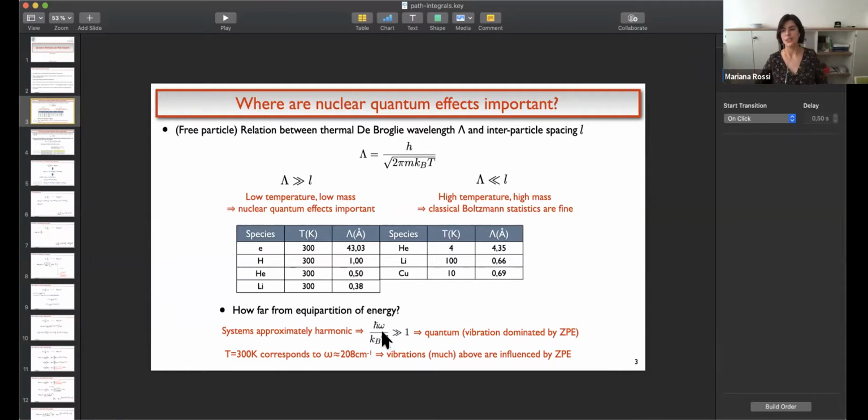If you have quite low frequencies of vibration, then at not so high temperatures you reach a situation in which the separation between two vibrational states is more or less equal to the thermal energy, and then you're classical. And if not, then you're quantum, and quantum effects might be quite important for you.